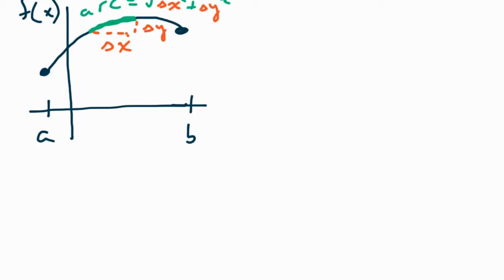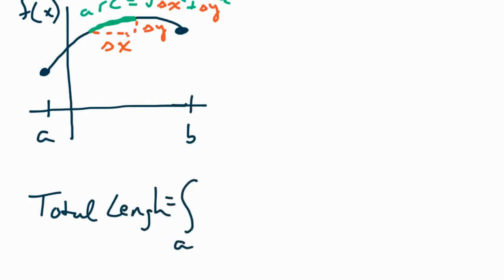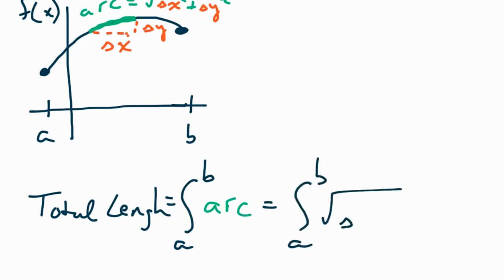And so if we want to get the total length from A to B, that total length would be the integral, because an integral is going to allow us to add up all of these arc lengths. So if I do the integral of this arc, that is the integral of the square root of delta x squared plus delta y squared, I'll be able to have the total length.